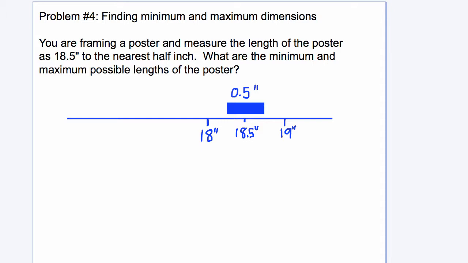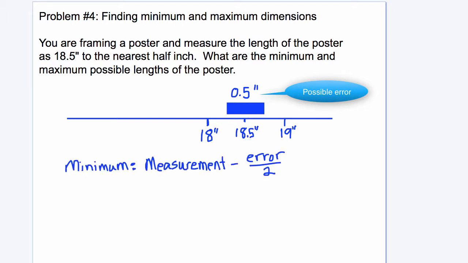Well, if we look at this pictorially, here's a picture of your ruler, and here's 18 inches and 19 inches, and you measure the poster as 18.5 inches. So if your error is 1/2 an inch, then you could be wrong in either direction. So the area that you're wrong is half of 1/2 an inch below or half of 1/2 an inch above. So those are the possible errors. So let's see how the computation works.